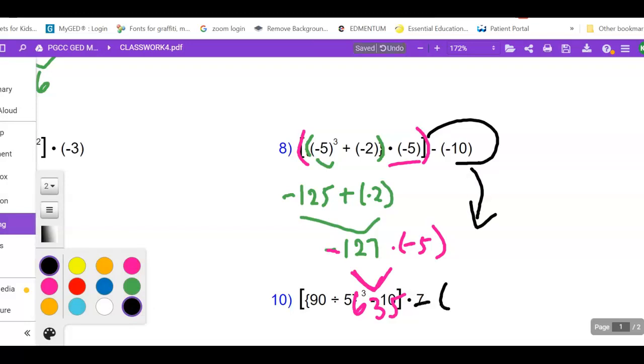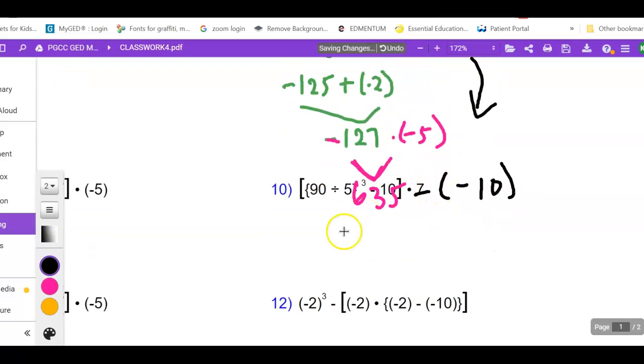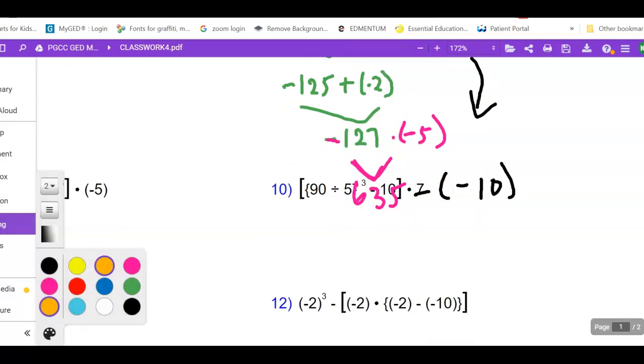So minus negative 10. So what I have now is 635 minus negative 10. Do you see what I see? Look at that. I see my shortcut. I see my hack. So now I can just look at it as 635 plus 10. That's going to give me 645 for the final answer.